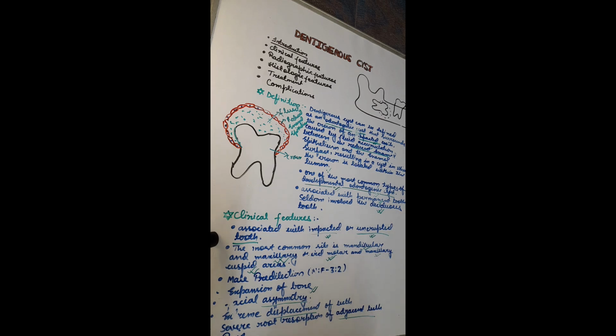Now the clinical features of the dentigerous cyst. It is associated with an impacted or unerupted tooth. An impacted tooth is a tooth that has lost the capacity to come into the oral cavity, while an unerupted tooth has some tendency to come into the oral cavity at some times. The most common sites are the maxillary and mandibular third molar region, most commonly the mandibular third molar region and the maxillary cuspid areas.